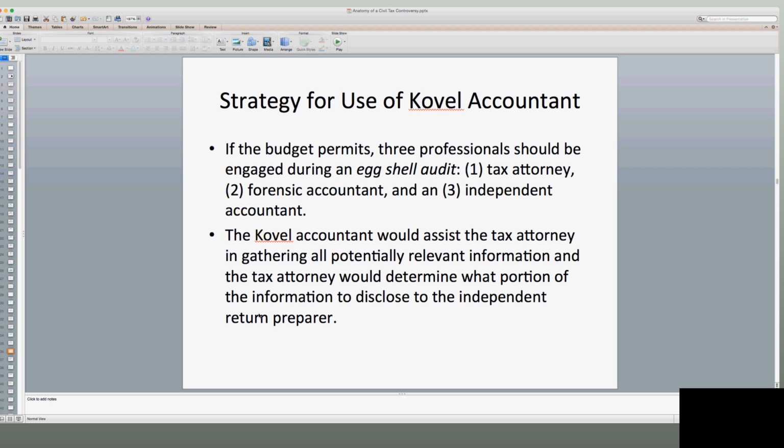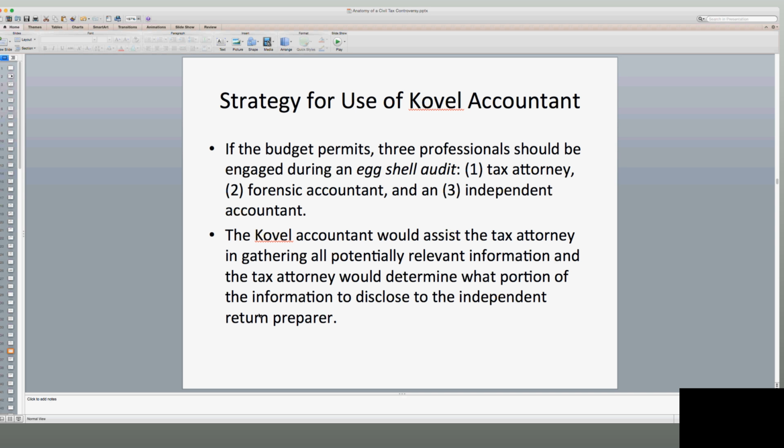If the budget permits, the strategy is to engage three professionals during an eggshell audit. First, the tax attorney. Second, the forensic accountant. And third, an independent accountant. And I'll discuss what each of their roles should be, because you can already imagine your client raising holy hell when he or she finds out that they need to engage multiple parties, because naturally they're going to be worried about the amount of money this is going to cost.